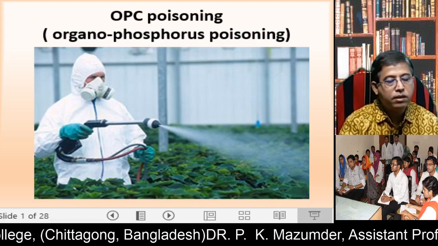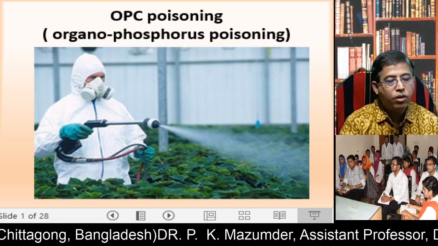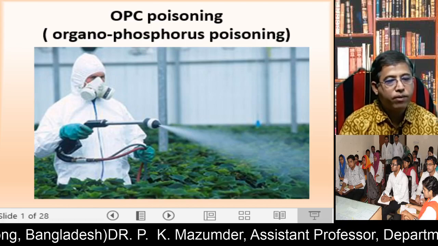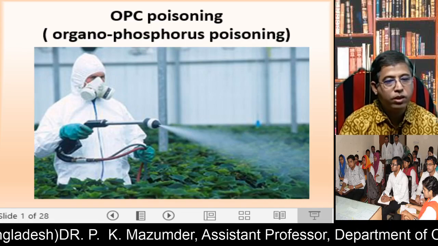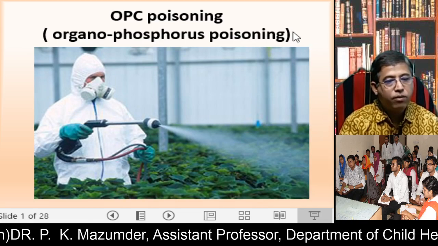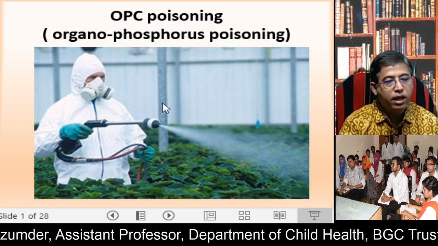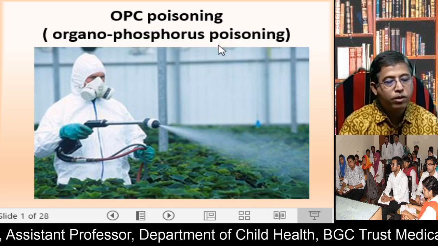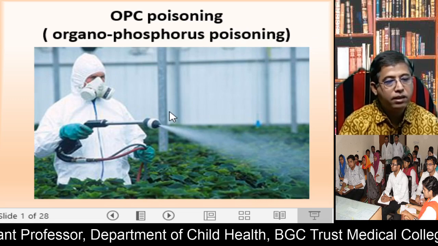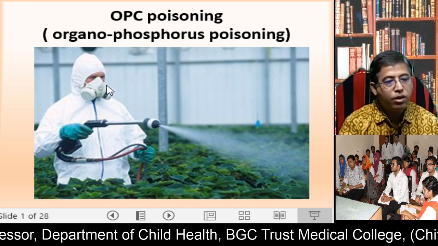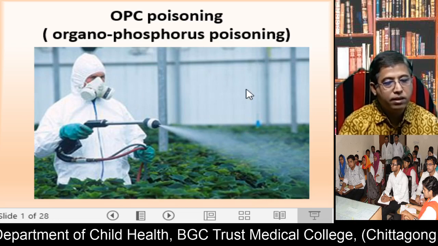Now, dear students, I want to also discuss OPC poisoning, that is organophosphorus poisoning, which is a very important poisoning in our rural area. These organophosphorus compounds are used in the agricultural sector as pesticides.